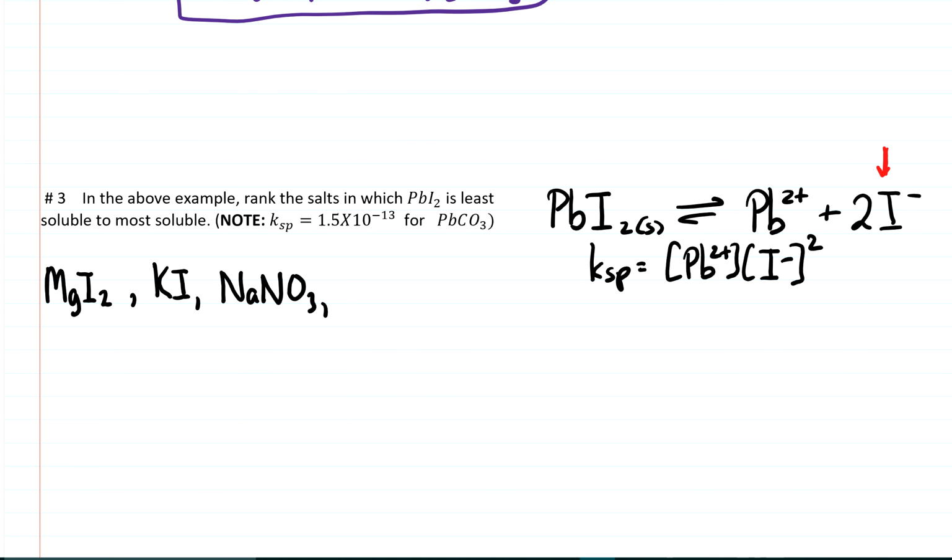Now we're told that the Ksp for lead carbonate is 1.5 times 10 to the minus 13. That's for the lead carbonate. That's quite low. And the Ksp for the lead sulfate, I have it written down here, is 1.8 times 10 to the minus 8. Now you can get that from the data booklet, and that would be for lead sulfate formation.